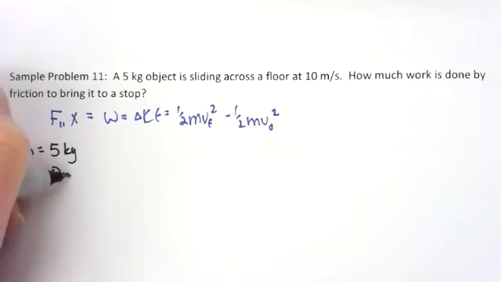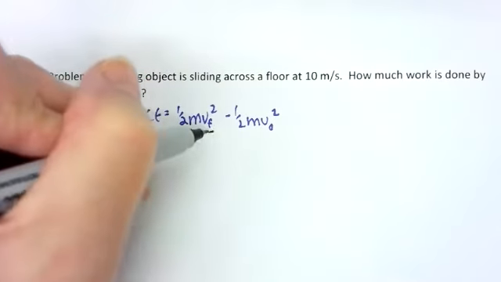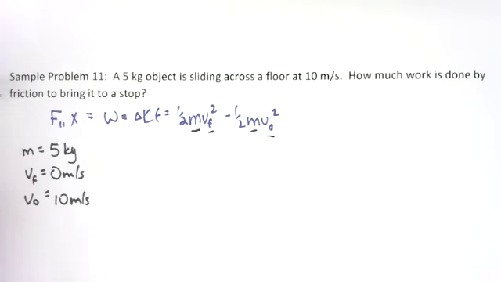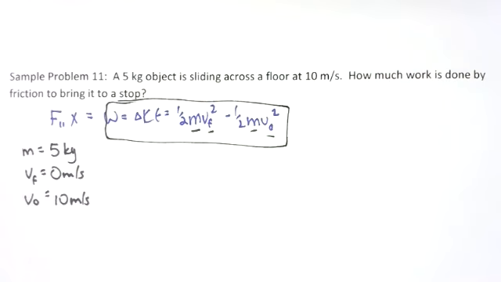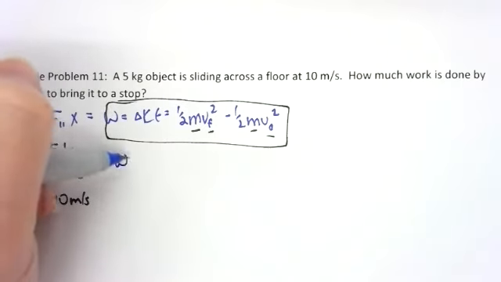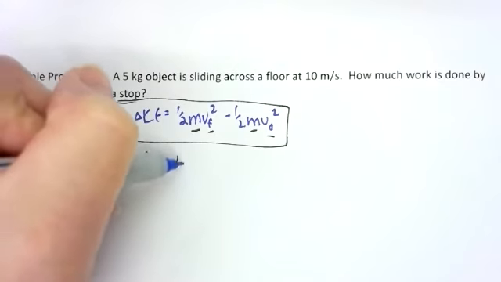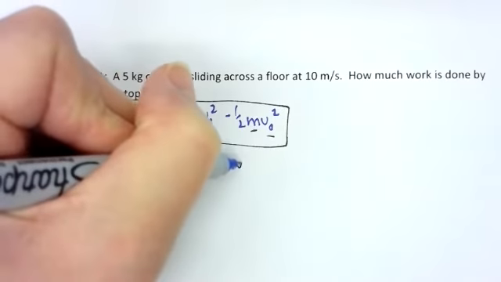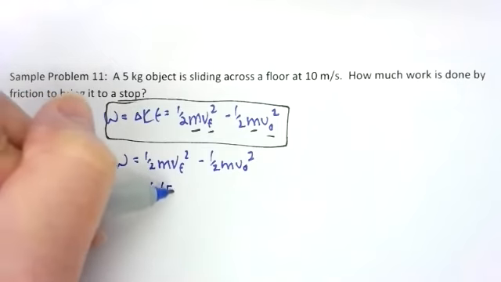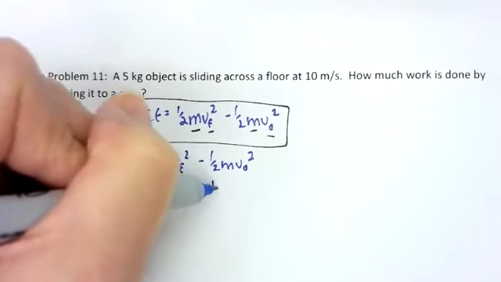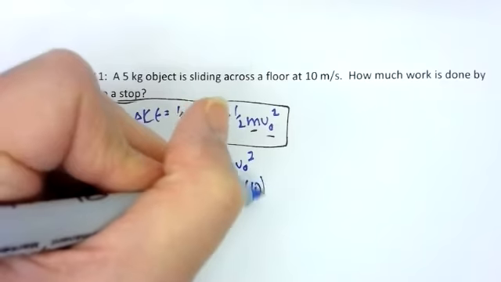So my final velocity is 0 meters per second. My initial velocity is 10 meters per second. I'm checking all of these boxes. So I have all of that. They want to know the work that's done by friction. So that means I'm using this part of the equation. So when I plug in my variables, I can just simplify it to be work is 1/2 m v final squared minus 1/2 m v initial squared. And when I plug in my values, I get 1/2 times 5 times 0 minus 1/2 times 5 times 10 squared.